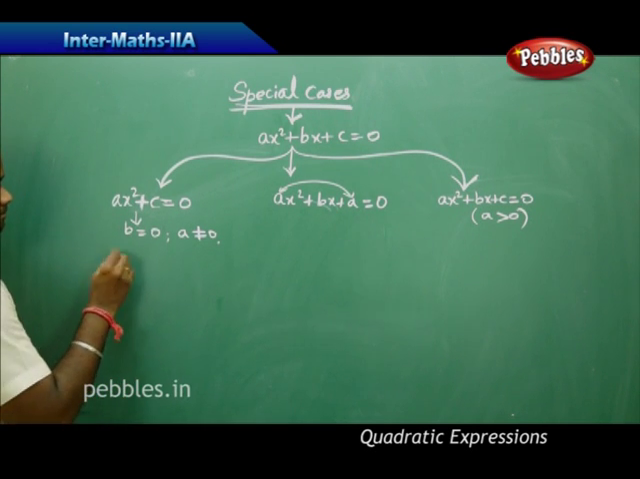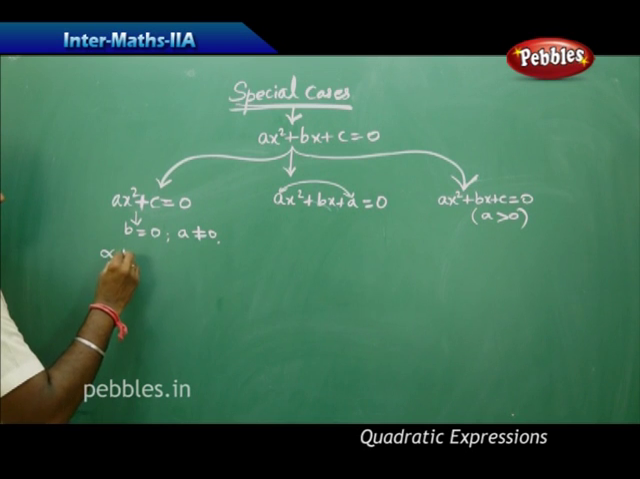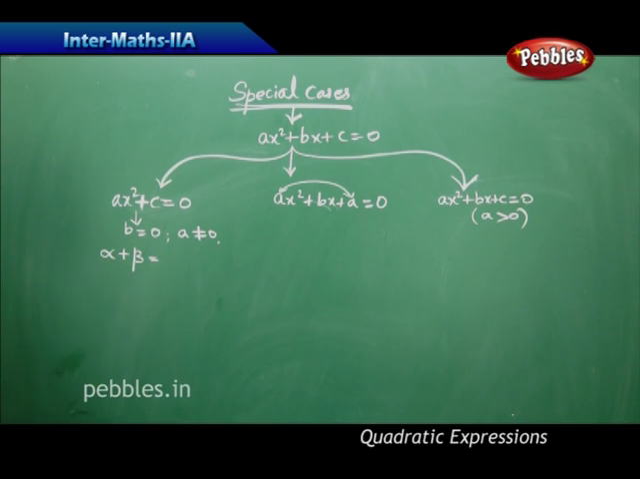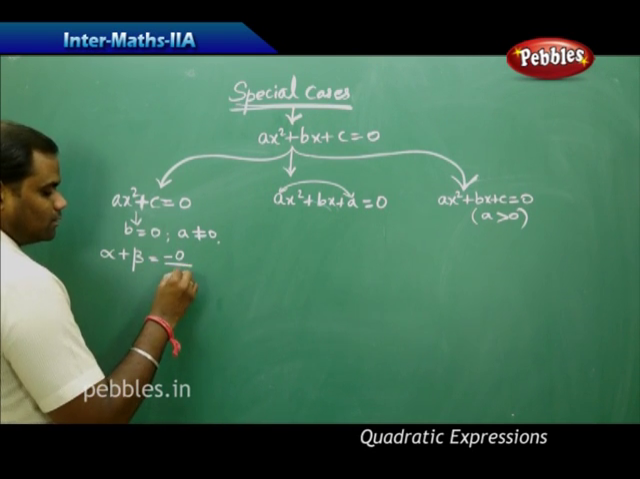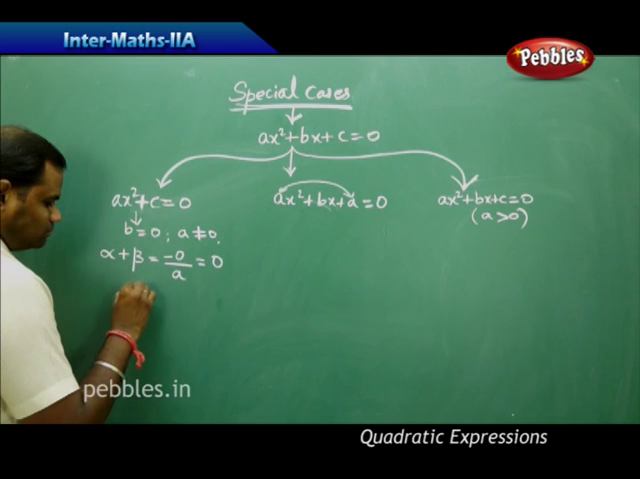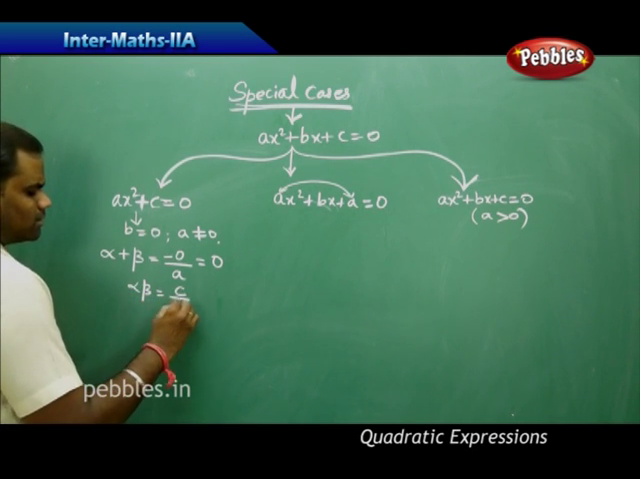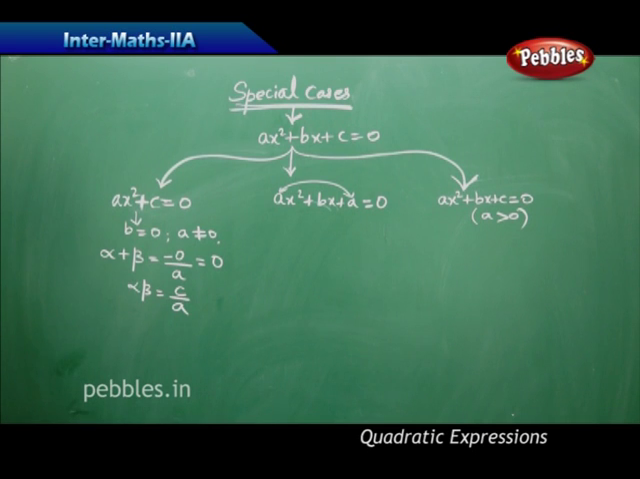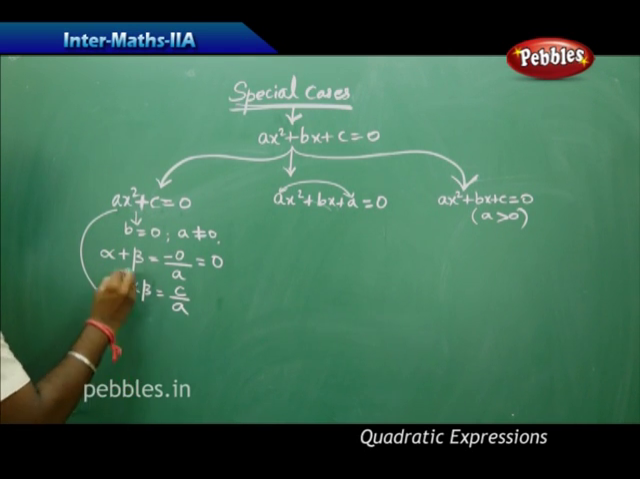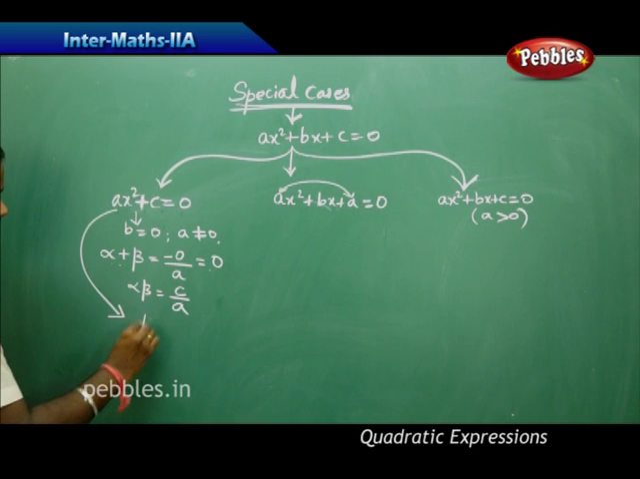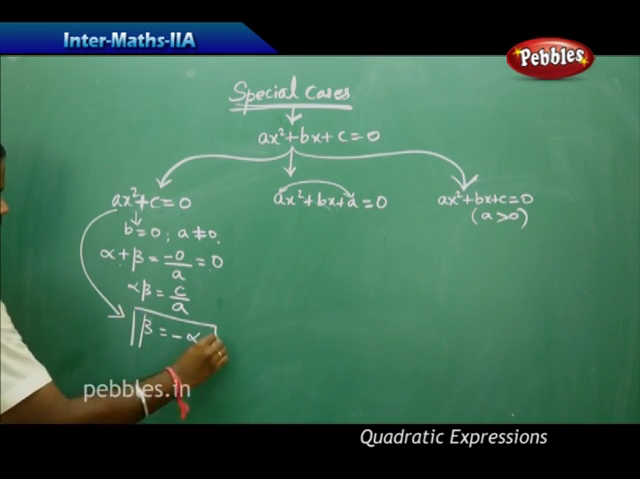So in this case, if my roots are alpha and beta, we know that the sum of roots is negative times the coefficient of x, which is not existing here, divided by a, which is 0, and the product of roots is c by a. Therefore, whenever I have a quadratic equation in the form ax square plus c equal to 0, or a quadratic equation doesn't have an x term, then alpha plus beta equal to 0 implies beta is minus alpha.